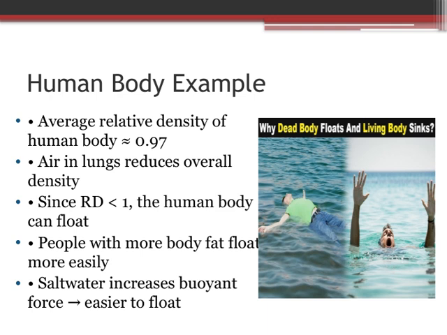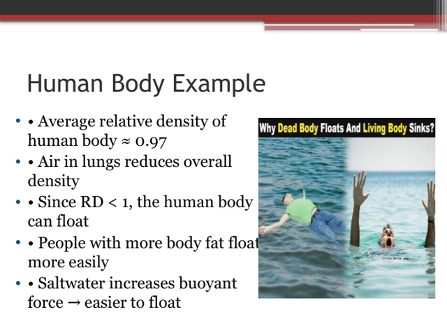Now, you might wonder, does body composition affect buoyancy? Absolutely. People with more body fat tend to float more easily because fat is less dense than muscle and other tissues. So, higher body fat generally increases our ability to stay afloat. And what about salt water? Adding salt to water increases its density, which in turn increases the buoyant force acting on us. That's why it's easier to float in salt water, like the ocean, compared to freshwater.